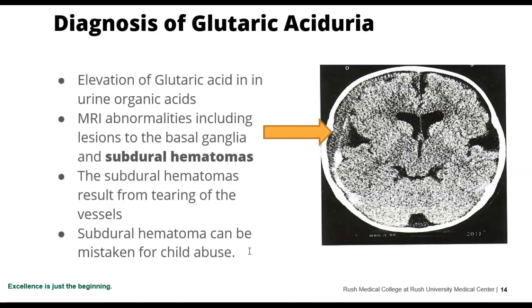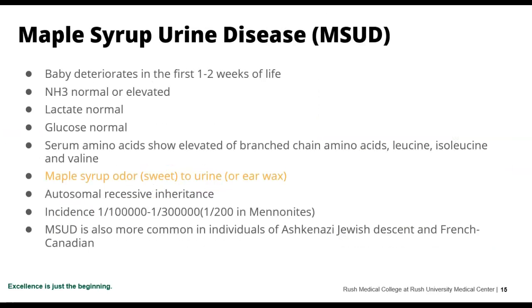So I usually recommend that they send serum amino acids and, primarily, urine organic acids. So I recommend those two studies. If a child has a subdural hematoma with a depressed skull fracture and retinal hemorrhages, it's probably abuse. But I usually send the testing anyway, just to rule out any kind of metabolic disorder.